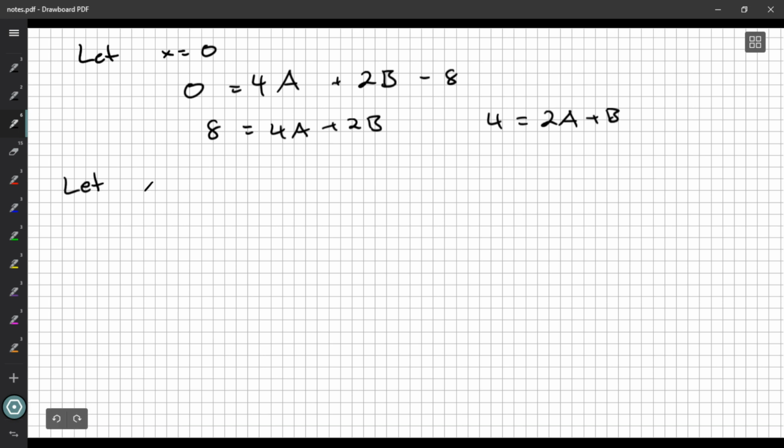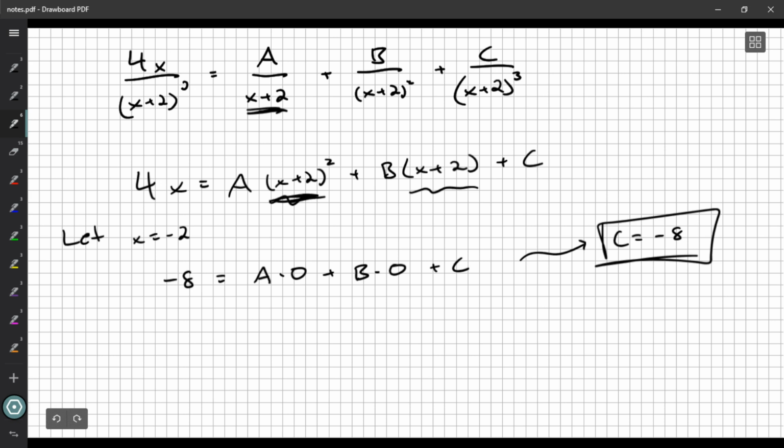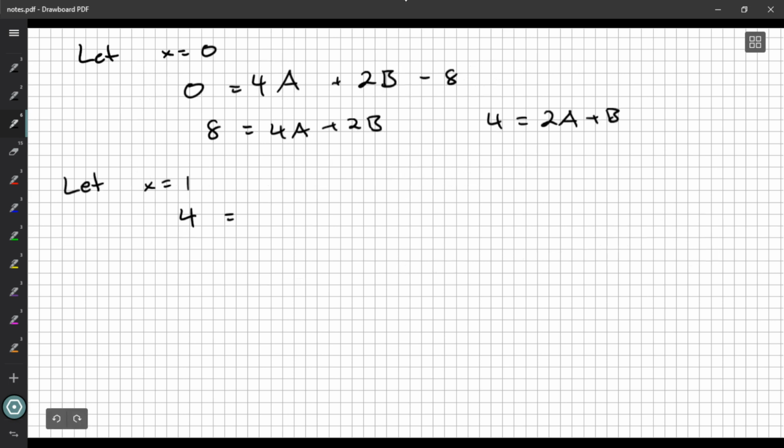But we could get another expression, like x equals 1. So 4 times x is 4. We get x + 2, 1 + 2, so that's 3 squared, so that's 9A + 3B, and again, C is -8. So 12 is 9A + 3B. Okay, divide by 3 on both sides. We got 4 is 3A + B. Now that's kind of interesting, because I thought 4 was equal to 2A + B.